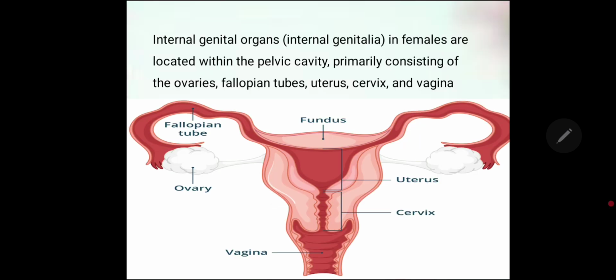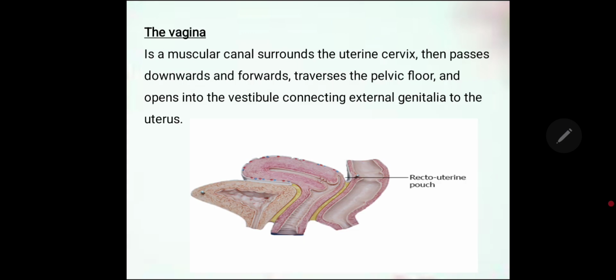To talk about the internal genital organs or internal genitalia in females, they are located within the pelvic cavity and primarily consist of the ovaries, fallopian tubes, uterus, cervix, and vagina. First, start with the vagina. The vagina is a muscular canal that surrounds the uterine cervix and opens into the vestibule. This opening, called the introitus, connects the external genitalia to the uterus.